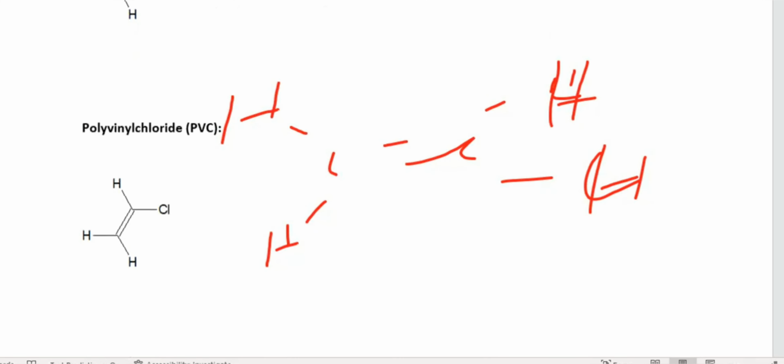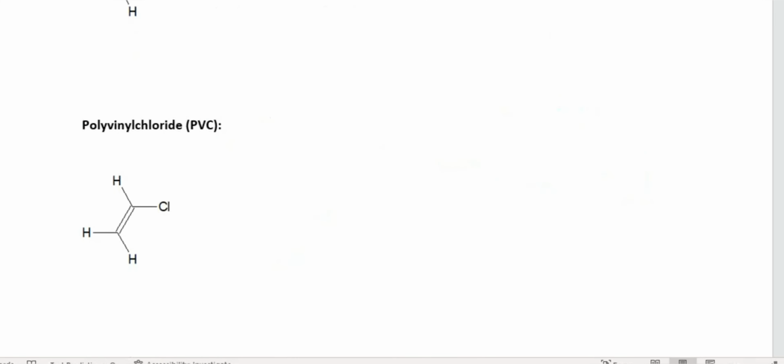And then below that you can see your PVC. Let me clear all drawings. Right, so down there is your PVC coming from vinyl chloride. So this section here in the middle, this is a carbon, this is a carbon, and this is the double bond between them, and that's your chlorine and that's your hydrogen. So that's vinyl chloride. All right.